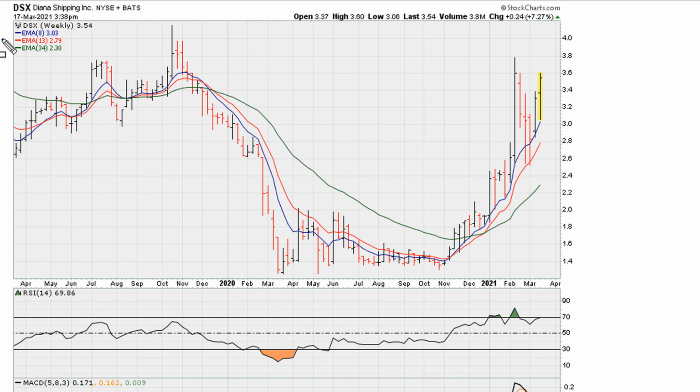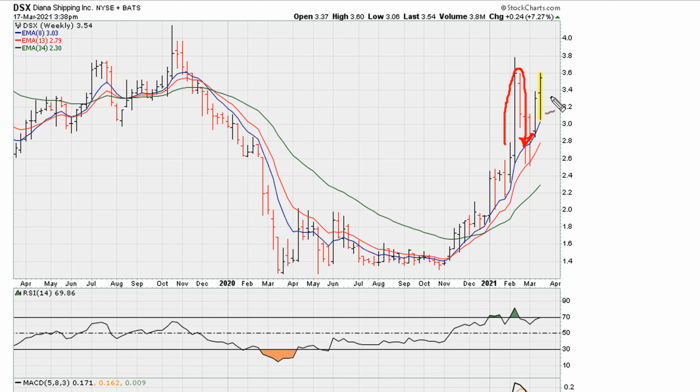Let's take a look at another example here. So recently, DSX, Diana Shipping, pulled back off a recent weekly high. So it went this way and now wants to break out again above the recent weekly closing high. But let's take a look at this most recent resistance area and see whether we can use the same understanding of RSI 61.8 on the monthly.